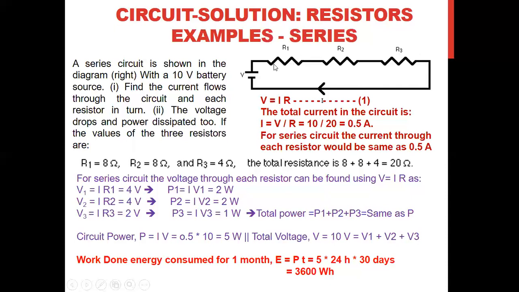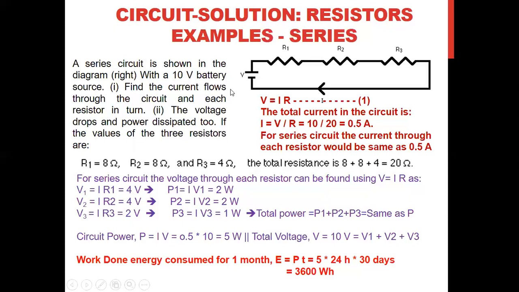Okay, so what is the equivalent power? We know power P equals I into V. So I is the same throughout the circuit, which is 0.5, and V is 4 volt. So for resistor 1, P1 is 2 watt. For resistor 2, P2 is 2 watt. For resistor 3, P3 is 2 into 0.5, which means 1 watt.